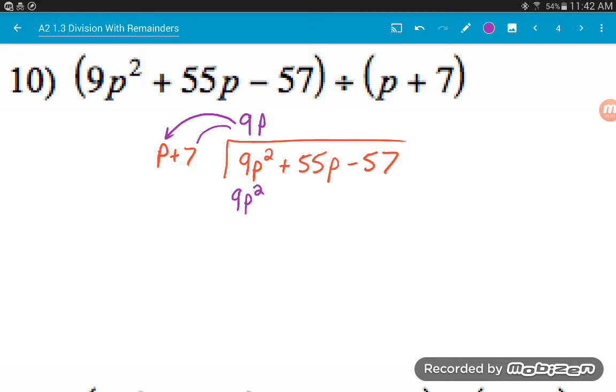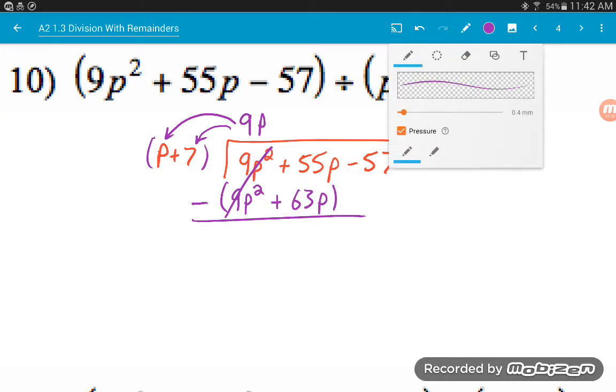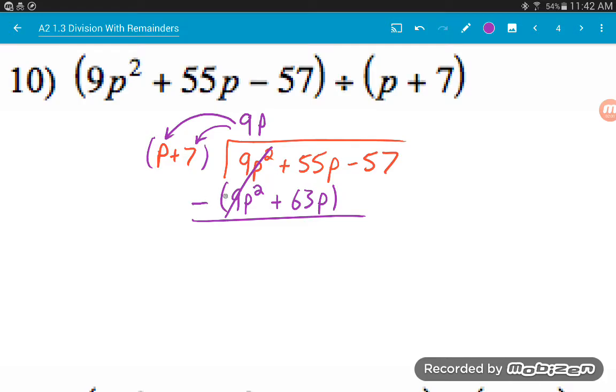Then I'm going to take the 9p and distribute it onto here as well, and then bring that over to here. 9p times 7 is going to be a positive 63p. Now that we have the two terms down, we're going to parentheses and subtract. The first two terms should always cancel out. 9p minus 9p is 0. 55p minus 63p is going to be negative 8p. Once we've subtracted, we'll bring the last term down, minus 57.